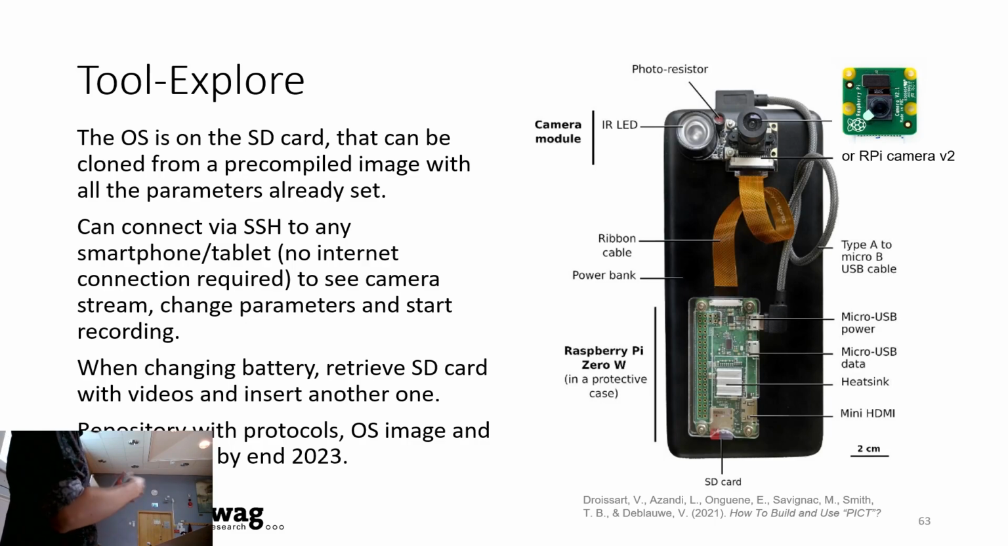When you go to the field and it's been out recording for a while, you just access it, turn it off, open it, retrieve the battery and the SD card, put in a new one, and then download the data when you're back in the office, and then you can do all your post-processing.